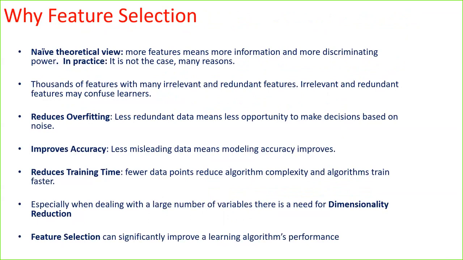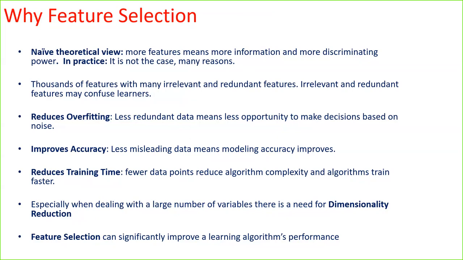Before we see those three types, why do we need feature selection? Usually what we think is, more number of features means more information. It means more discriminating power. That's what we usually think, right? More number of features means more information. And if you have more information, we will have the capability to discriminate the classes in a better way, right? That's what we think. But usually, that's not the case, for many reasons.